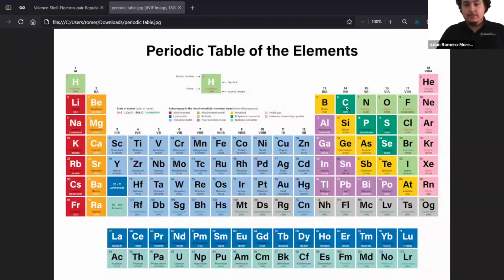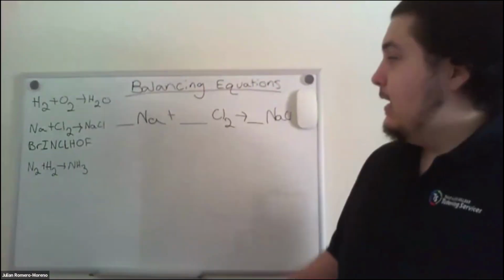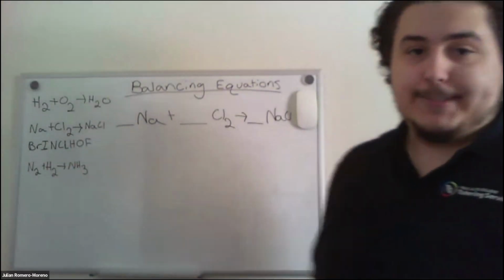So if you look here, we have a bunch of different elements. Now the elements we want to pay attention to, we use the acronym Brinkelhoff. Brinkelhoff. All of those are our diatomics. They will always exist as an H2, an O2, a Cl2, instead of just being alone like we have with our Na or our sodium. Have this listed here, Brinkelhoff.